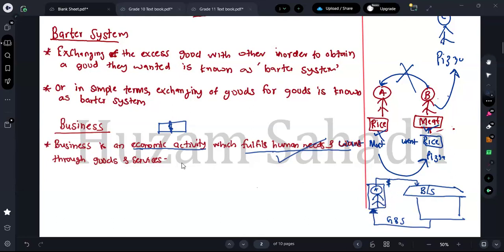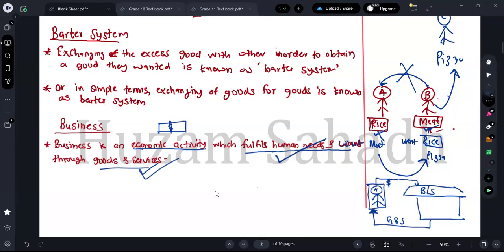Nothing here to memorize, guys. Just have a rough understanding. First, there will be an economic activity taking place. Why is that economic activity taking place? In order to fulfill the human needs and wants. How are they going to fulfill the human needs and wants? Through a good or a service. In the next part, we will be studying what human needs and wants are, and what goods and services are. Everything will be studied in the next part, right? For now, just have a rough understanding.